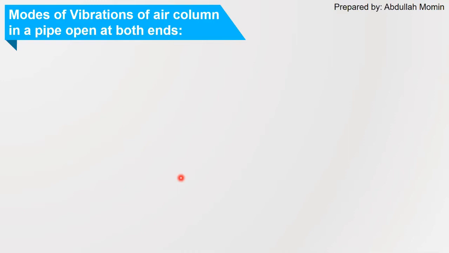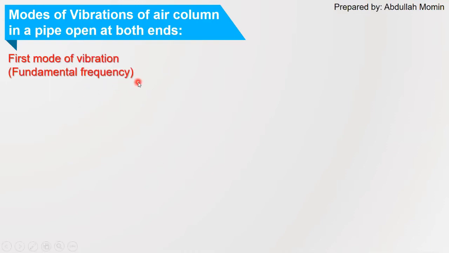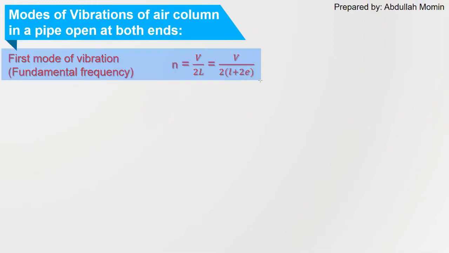In the first mode of vibration, we have the fundamental frequency of vibration, N is equal to V by 2 into capital L, and instead of capital L, we can write small l plus 2e. So this is the frequency of the fundamental mode of vibration of an air column in a pipe when the pipe is open at both ends.